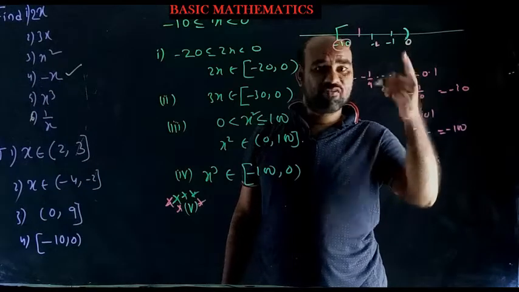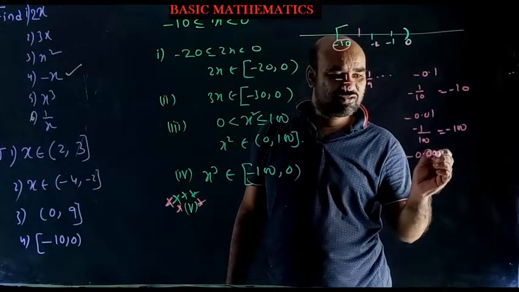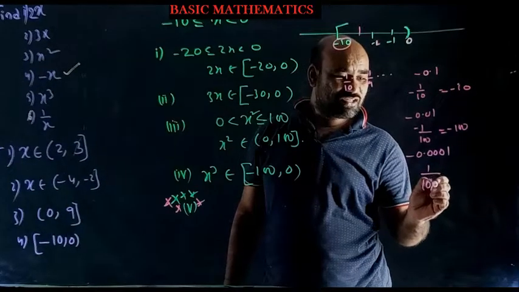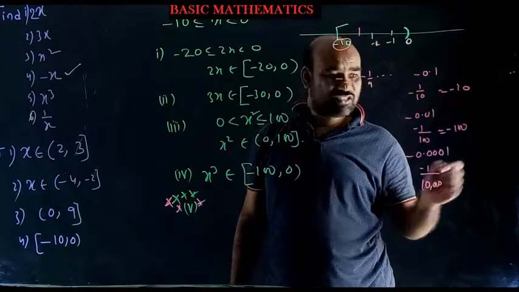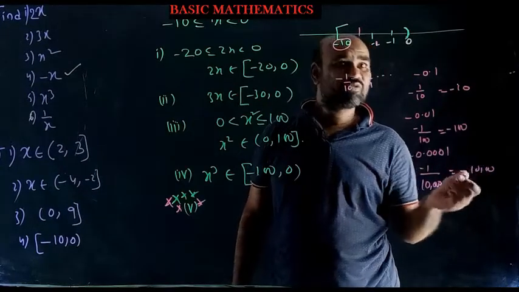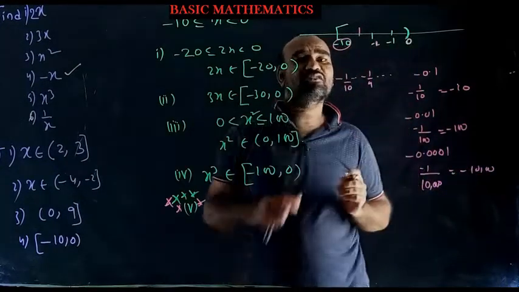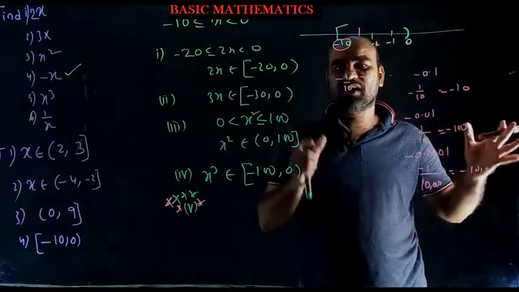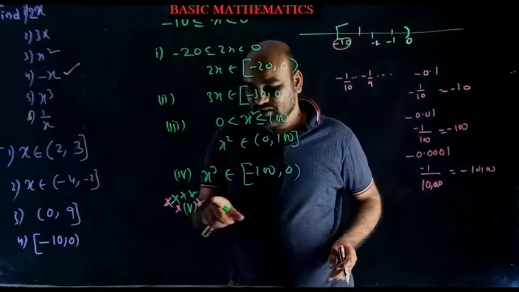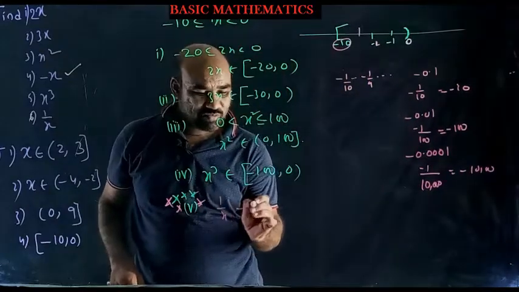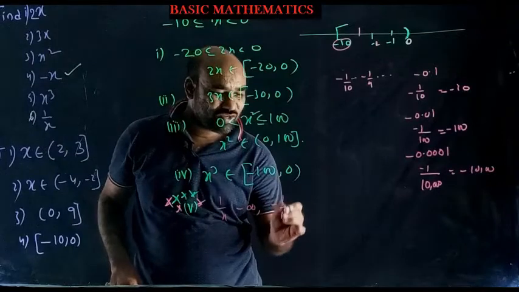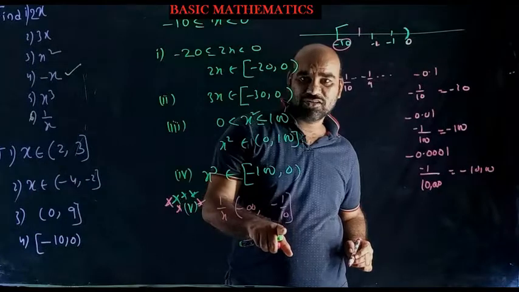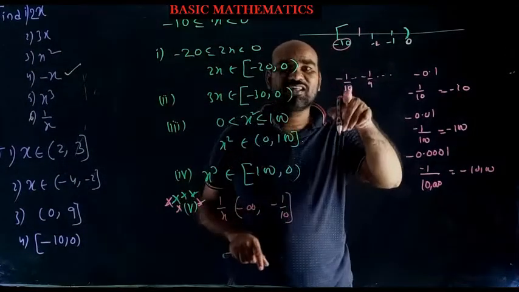So one more number will exist, that is minus 0.0001. Its value is minus 1 by 10,000, and its reciprocal is minus 10,000. Means what happened? If you take values closer to 0, you get bigger negative values. That's why 1 by x belongs to minus infinity to minus 1 by 10. Understood? Minus 1 by 10 is the only bigger one here.